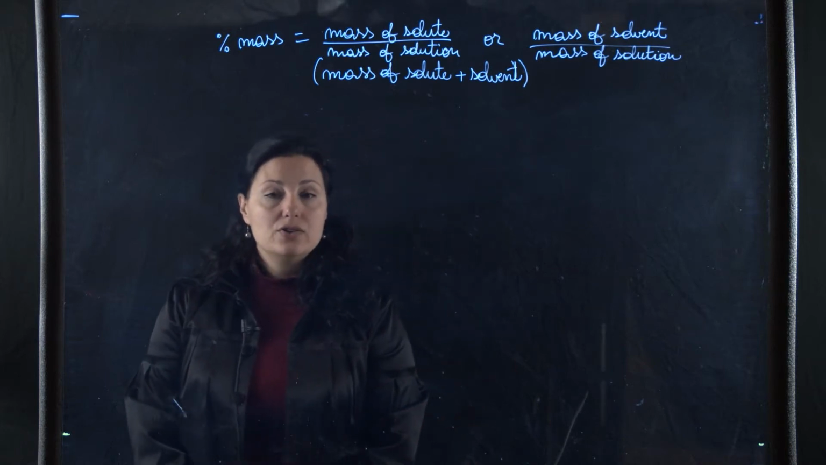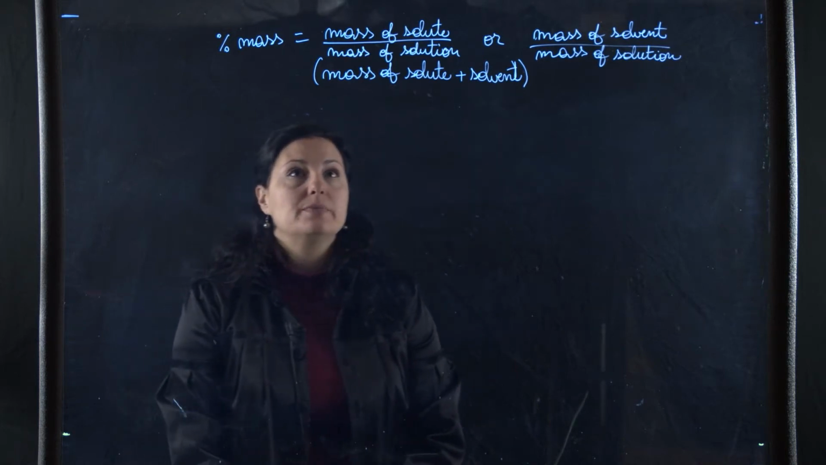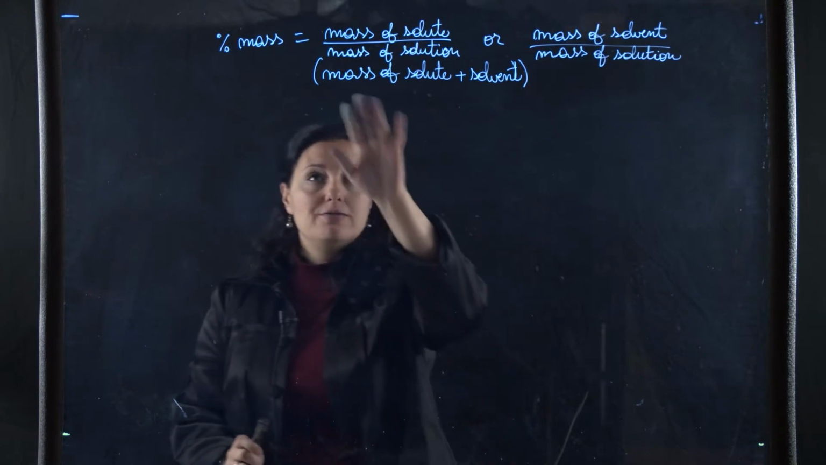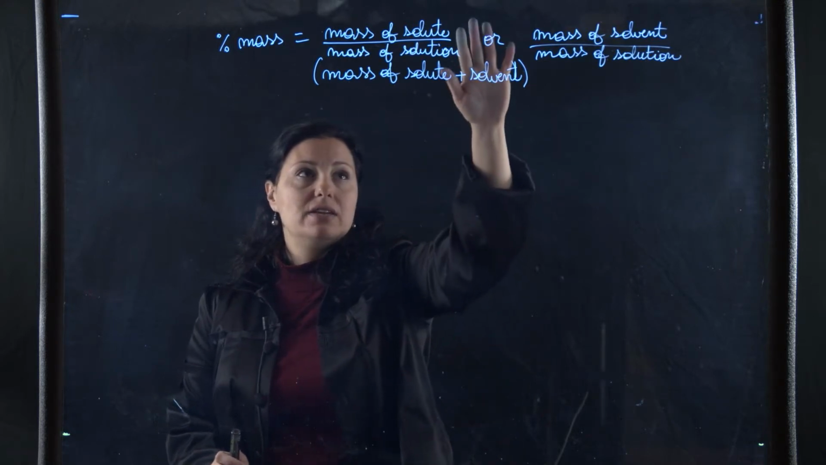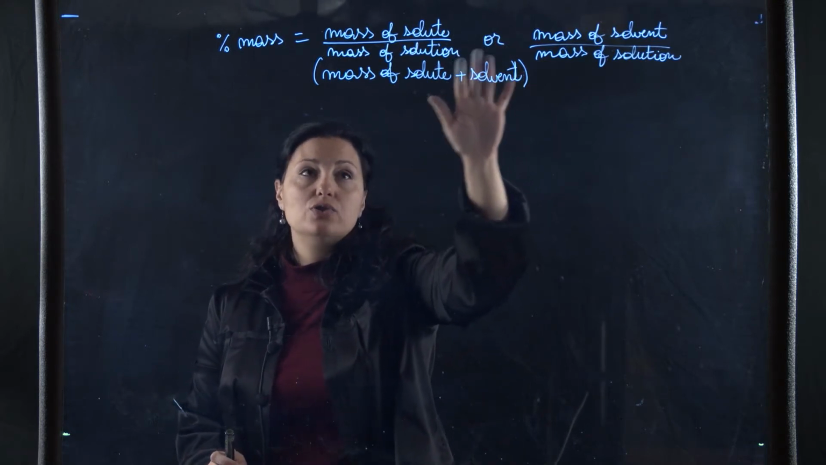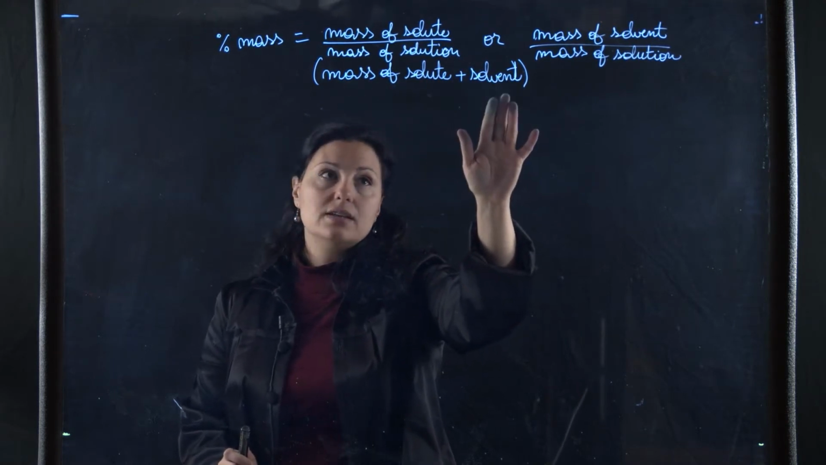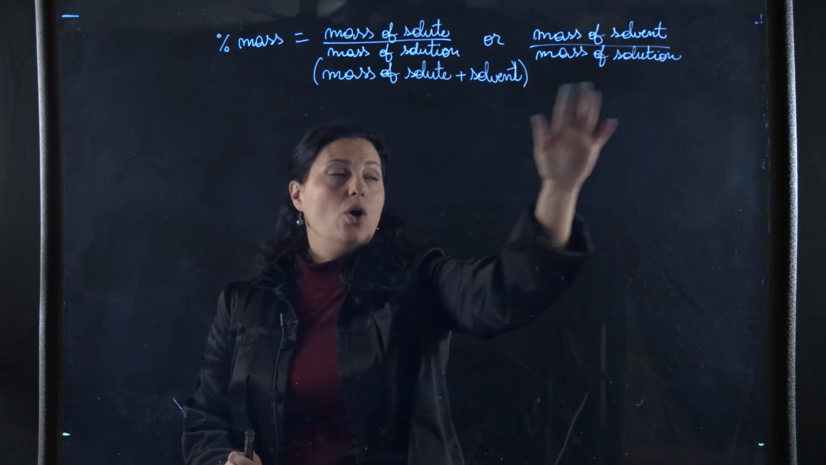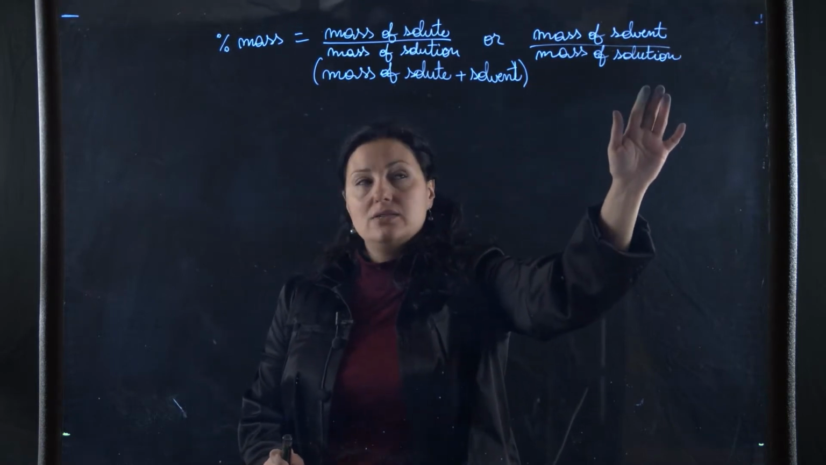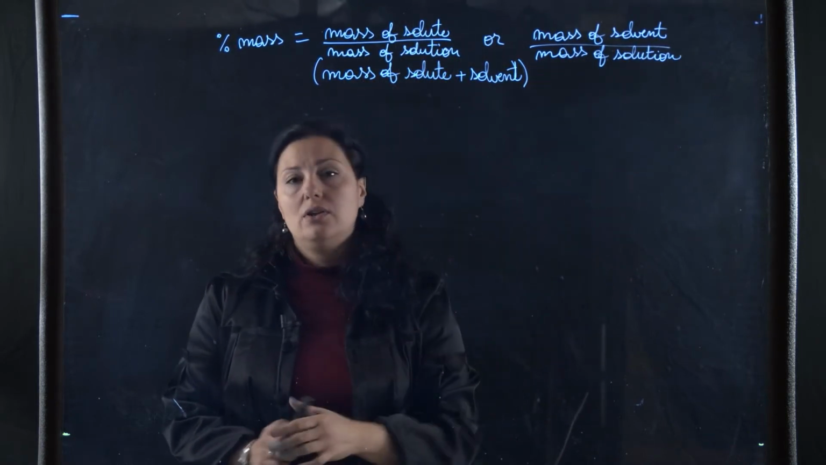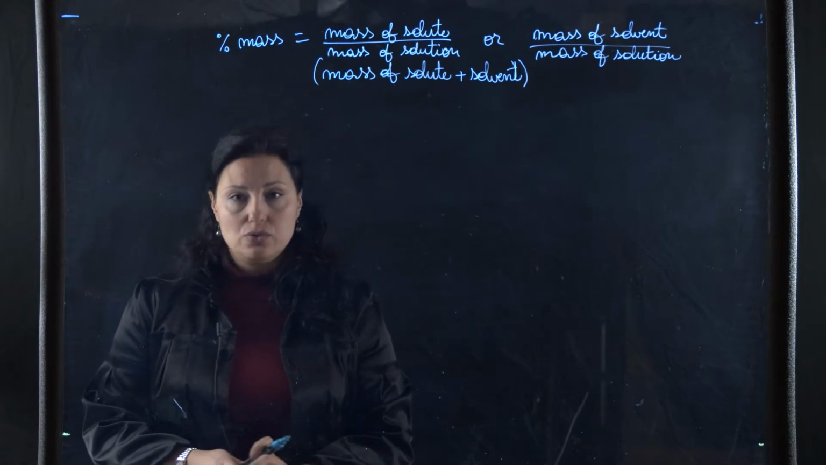Let's take a look at how to do some mass percent problems. I have written here the formula, so the percent by mass is given as the mass of solute over the mass of solution, with the mass of solution being the mass of solute plus solvent altogether. Or I could have mass of solvent over mass of solution, but we're mainly going to focus on the mass of solute over mass of solution.